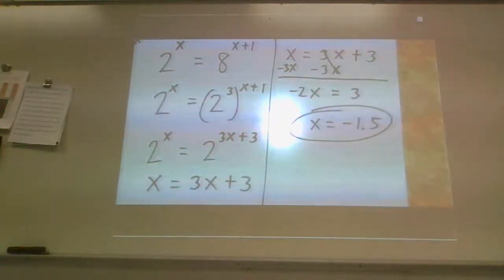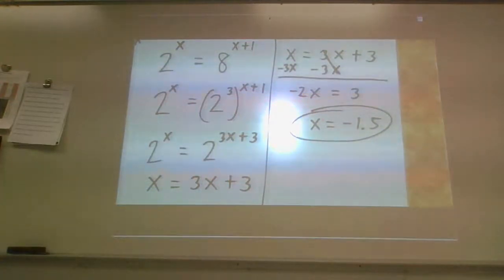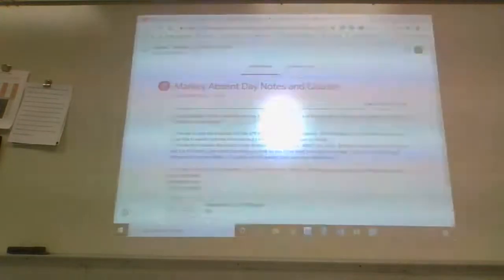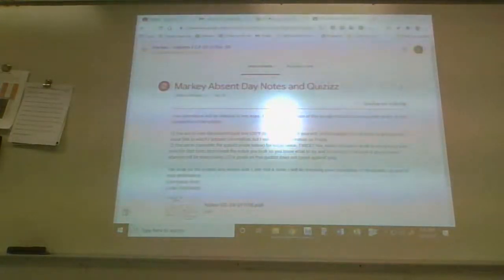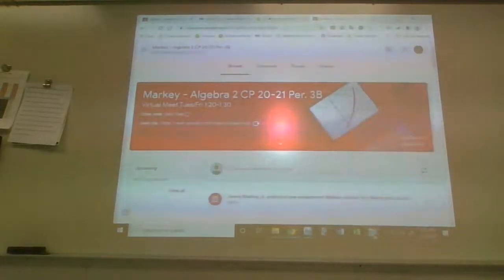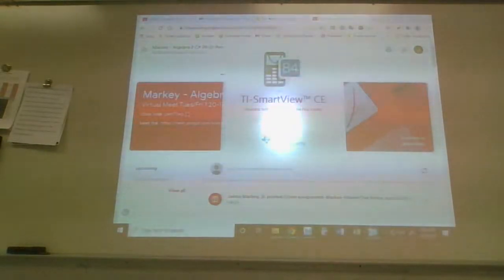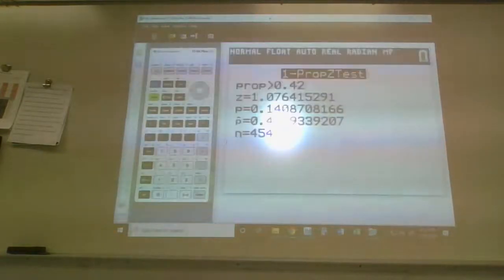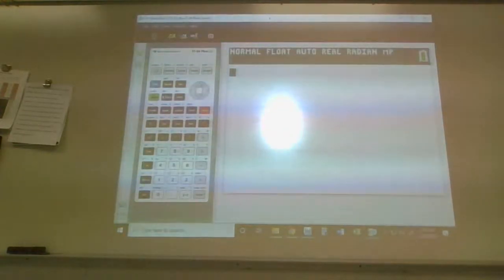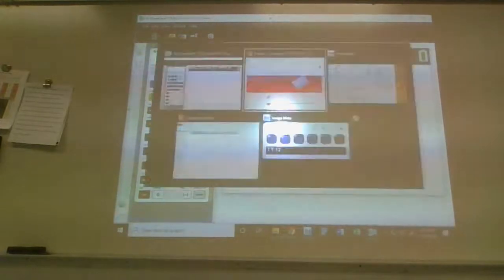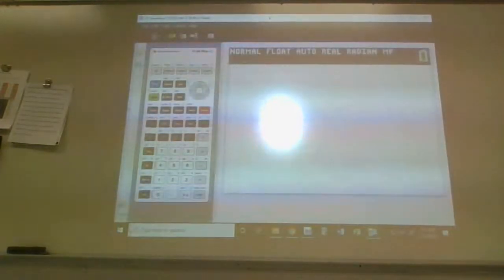Anyway, we need this skill combined with something else that I'm going to be showing you in a little bit to be able to solve those exponential word problems in every which way imaginable. Let me show you something on the calculator here. Come on, calculator. There we go. So, on this calculator, I'm going to prove that this answer was what it says it was.